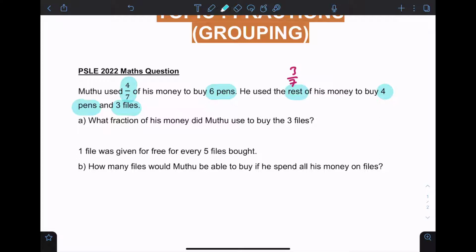What fraction of his money did Mutu use to buy the 3 files? So you need to focus on the 3 files and try and eliminate the 4 pens later on. 1 file was given for free for every 5 files that you bought. How many files will Mutu be able to buy if he spent all of his money on the files alone?